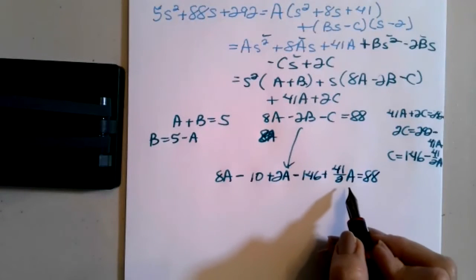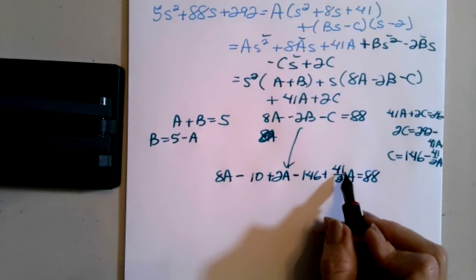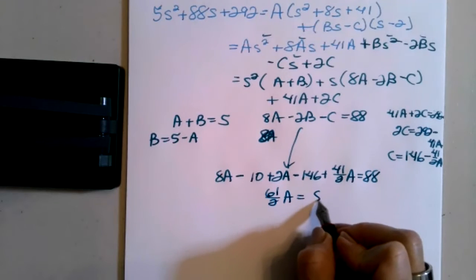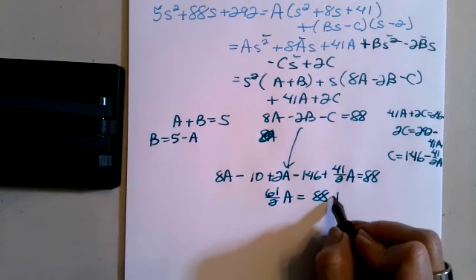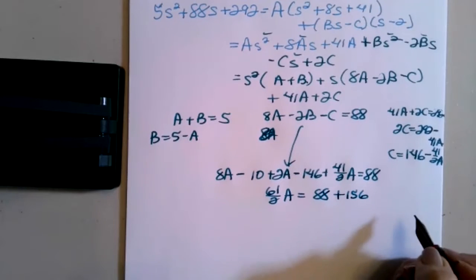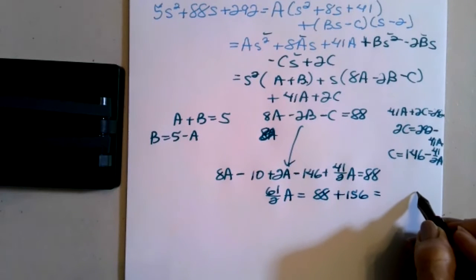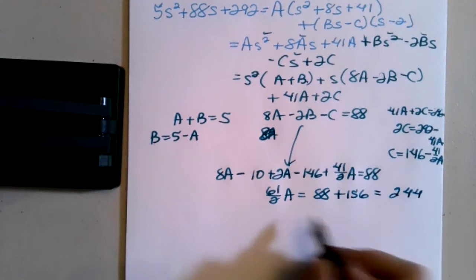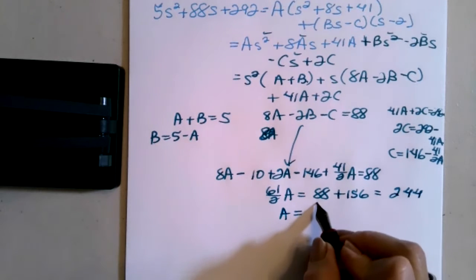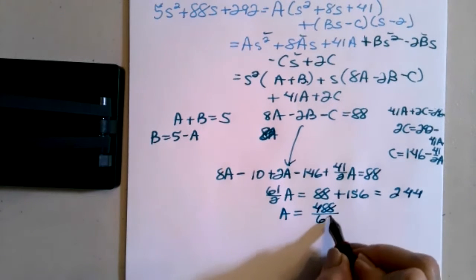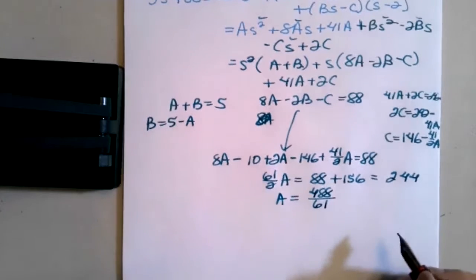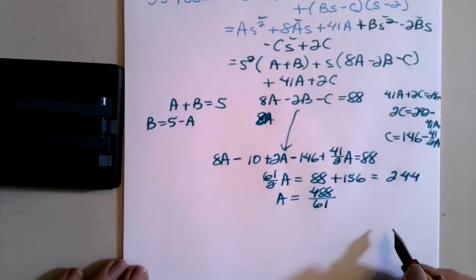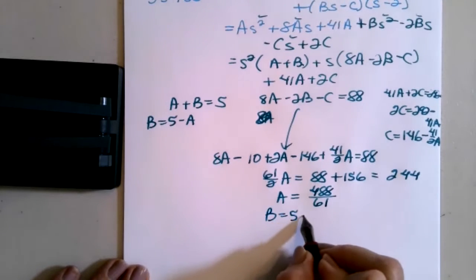So that's 10A, which is 20 over 2, plus 41 over 2 is 61 over 2 times A, equal to 88 plus 146, which is 244 over 1. So A is 488 divided by 61. Yuck. But whatever it is, it is. I think I did that arithmetic correctly. And now B is going to be 5 minus A.